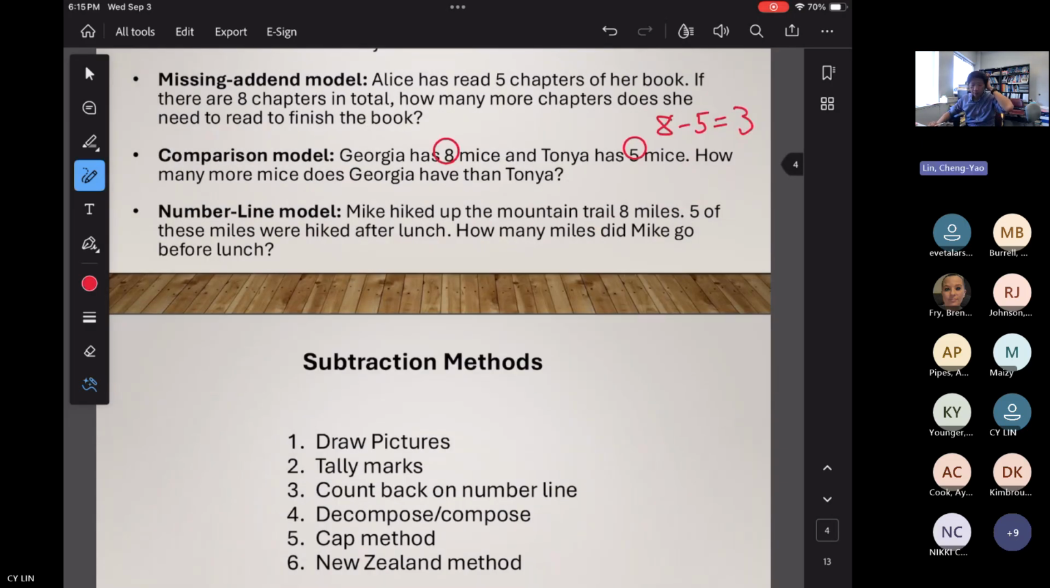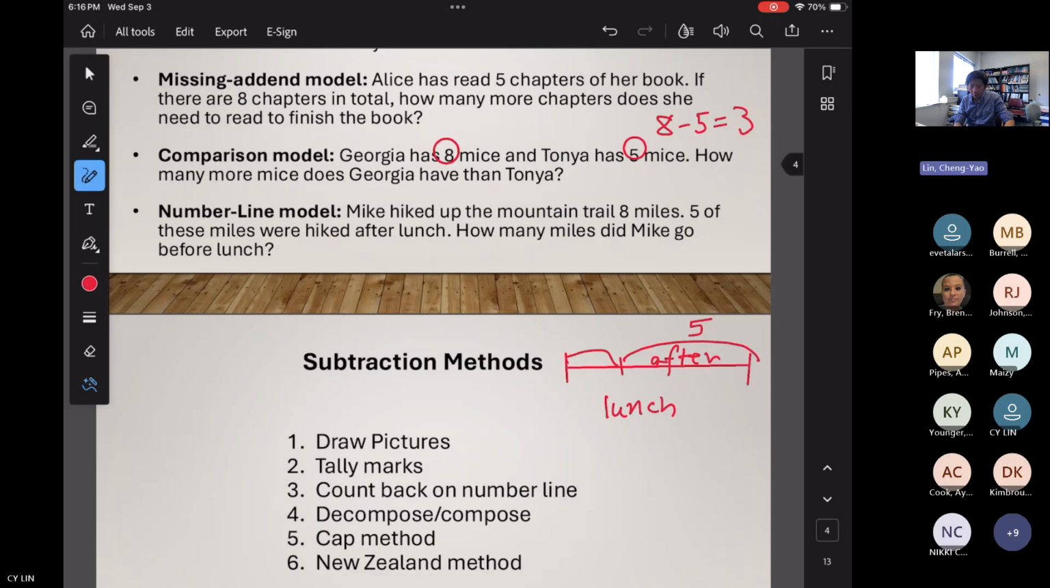And then number line model. Mike hiked up the mountain trail 8 miles. 5 of these miles were hiked after lunch. How many miles did Mike go before lunch? So I think I would draw a number line like this. And then here we say lunch. And then this says after, okay? After lunch, 5 miles after lunch, because we already know the information after. So which is 5 miles.